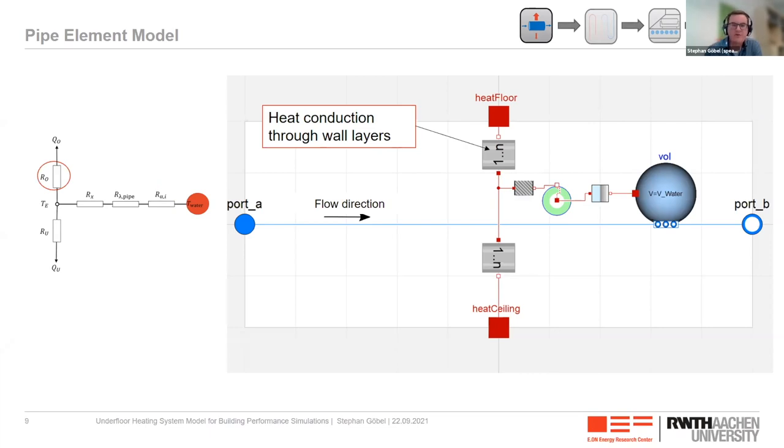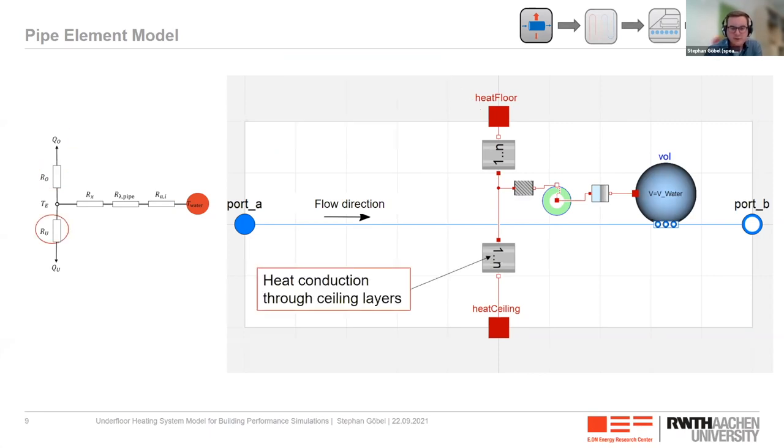So here you can find the wall layer properties of the building, and also for the ceiling, so where the heat flows through the insulating layer into the room below.